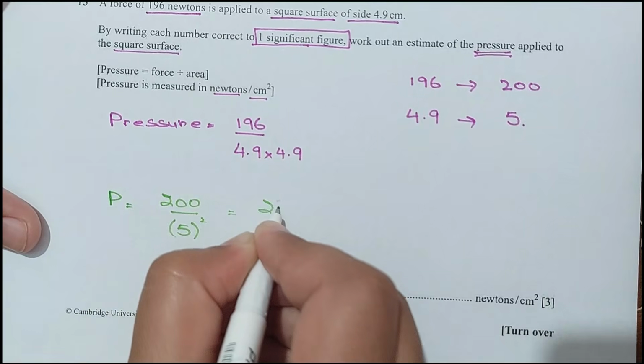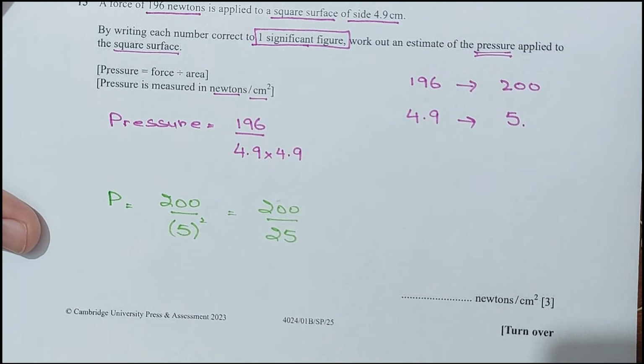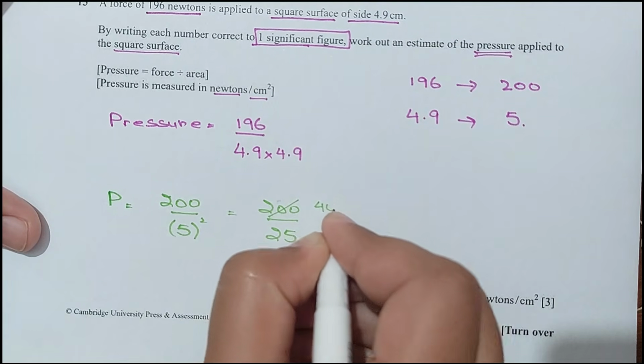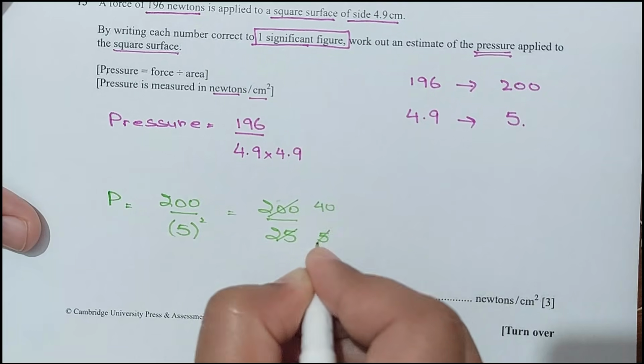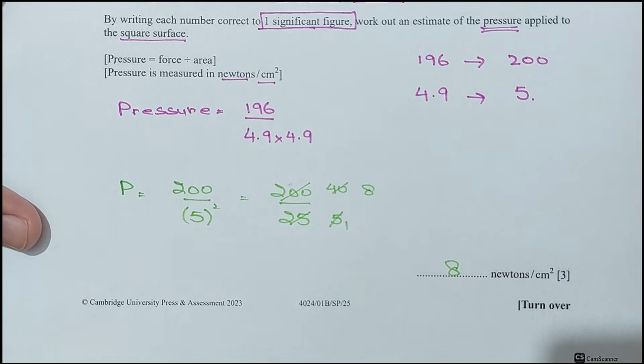This is 200 over 5 times 5, which is 25. Okay, simplify this. So we have 5 times 4 is 20 and 0. 5 times 5 is 25. 5 times 1 is 5. 5 times 8 is 40. So 8 newtons per centimeter square is the pressure.